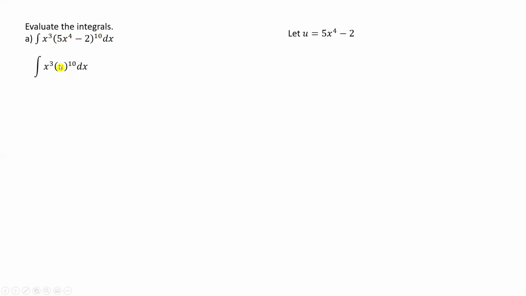Now, caution. You cannot integrate u with respect to x. All of these x's have to become u's. So how do we get a dx? If you took a derivative, the derivative of u with respect to x, there's our dx. So all we're doing is taking our expression for u, taking the derivative of both sides. Derivative of u is du dx. Derivative of 5x to the 4 is 20x cubed. Derivative of minus 2 is 0. Now, this is an equation. Put the dx on the other side.